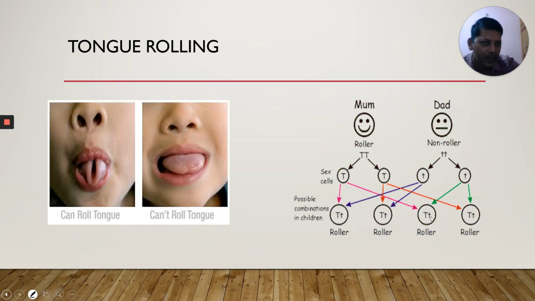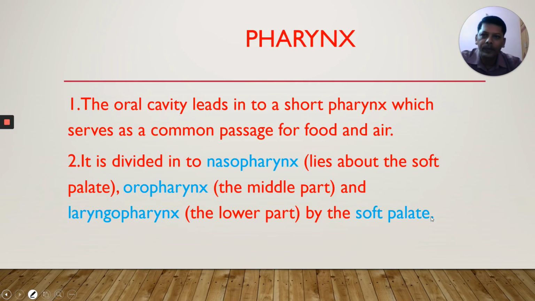Ask your family members, your mother, brother, sister, and others, whether they can roll their tongue or not. There is a genetic basis for this one.